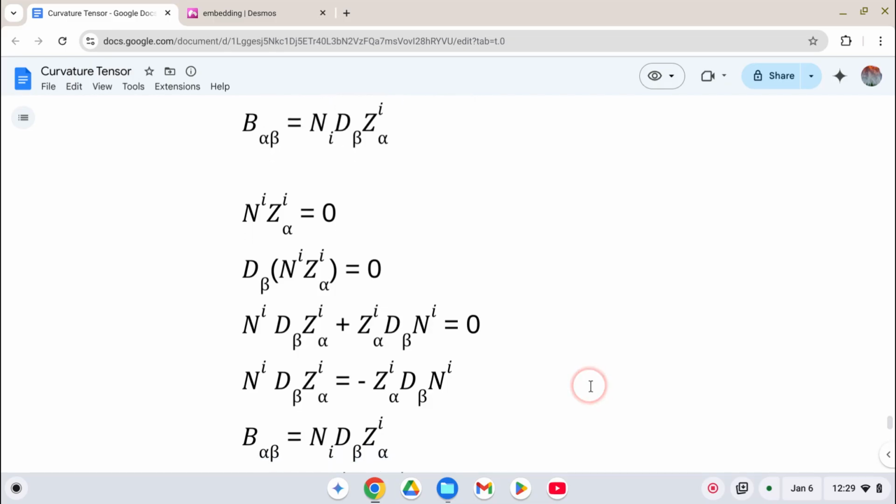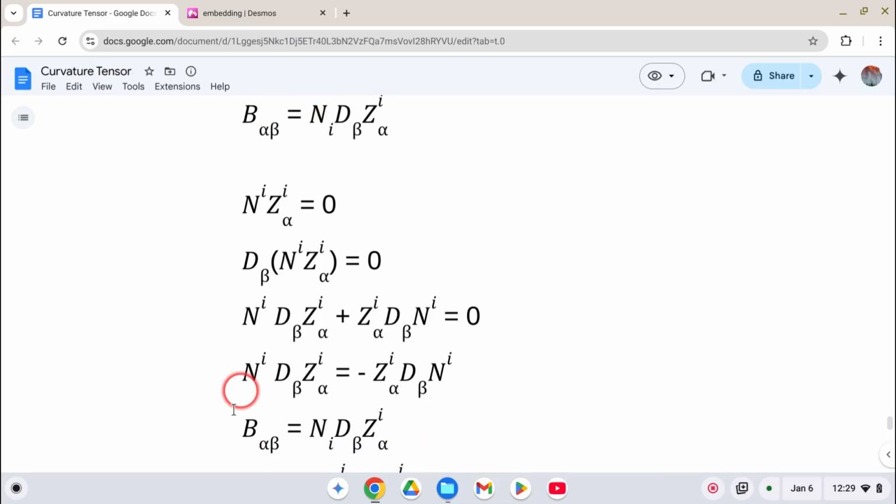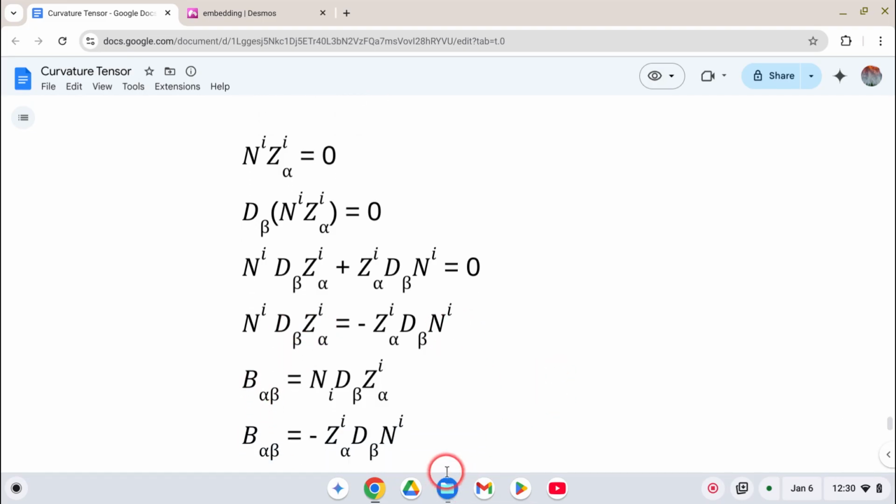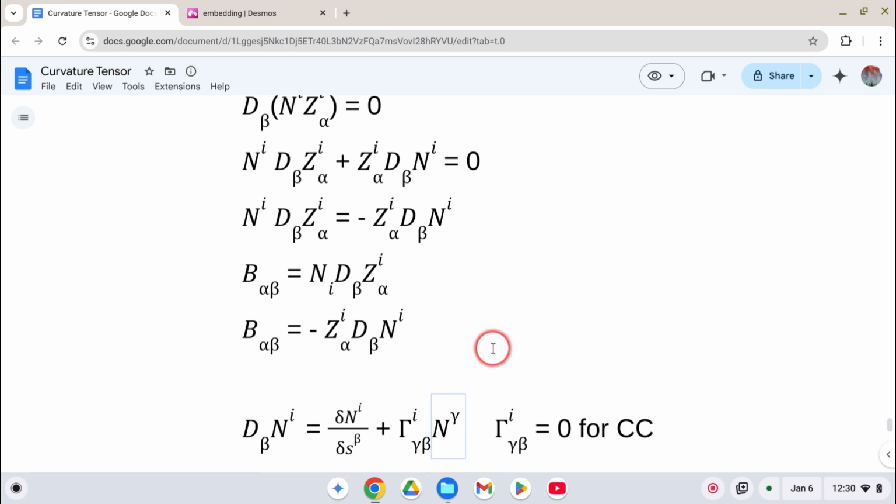Now, what did we just find upstairs here? Up here, look, this is the same as that. So we can put this in here and we get this expression. So the Gaussian curvature tensor is equal to the negative of the shift tensor times the covariant derivative of the normal components. Now, there's only 3 of these here. So this is a heck of a lot easier to deal with. And we can do that.